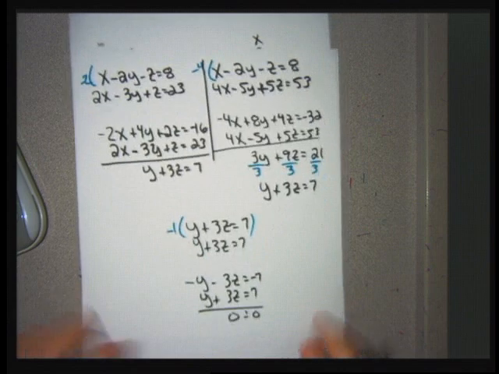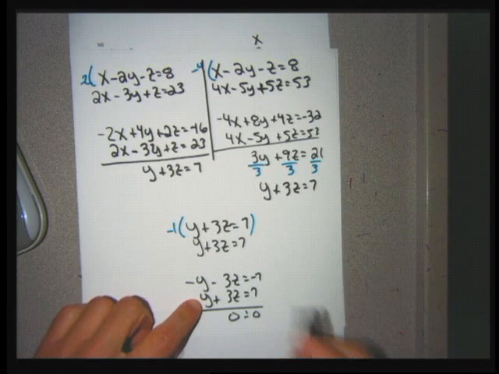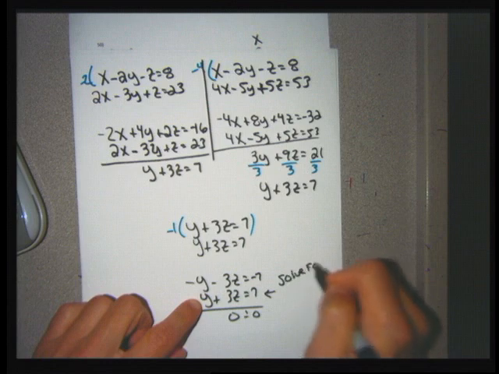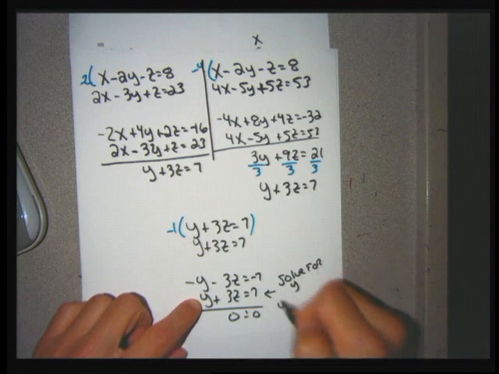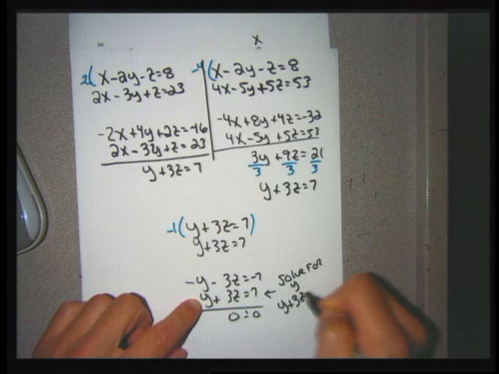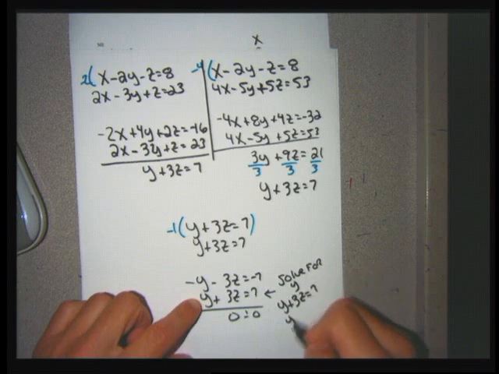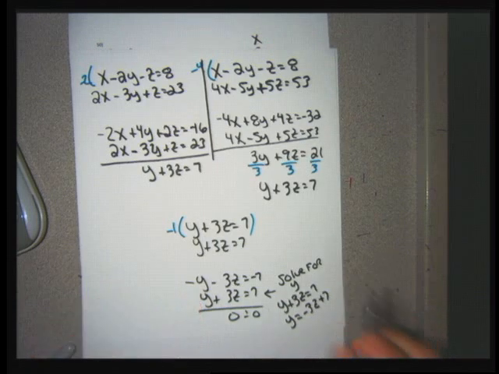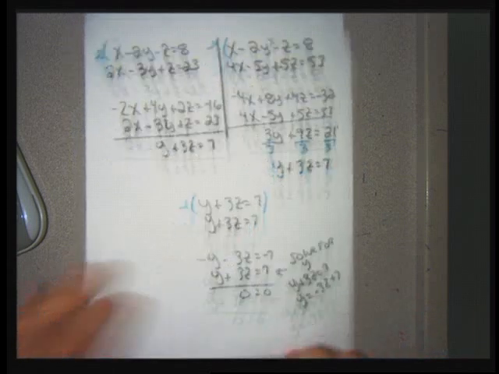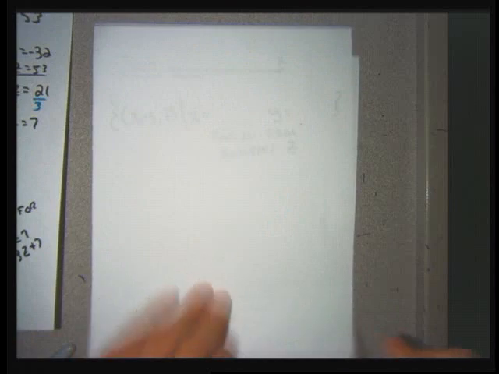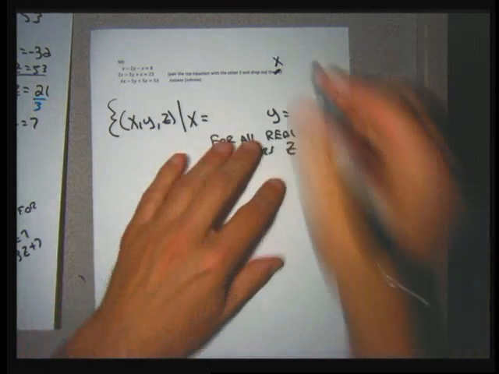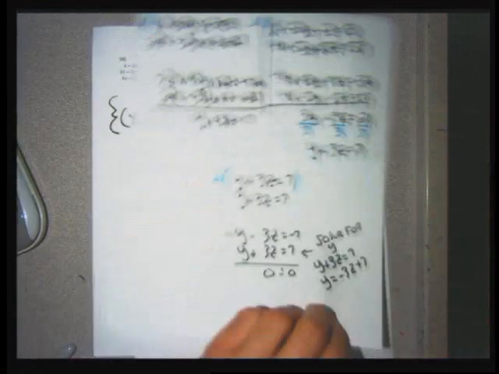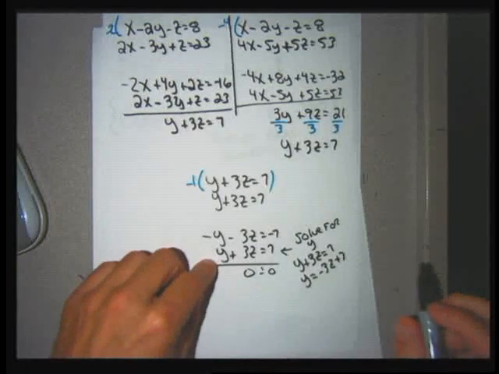For my answer, I need to find an equation and solve it for y. Easy enough to solve this for y. So this equation, y plus 3z equals 7, if I subtract 3z from both sides, I get y equals negative 3z plus 7. That's going to go in my answer. So in my answer, next to the y, I'm going to put negative 3z plus 7 because that's what I got when I solved one of these equations for y.